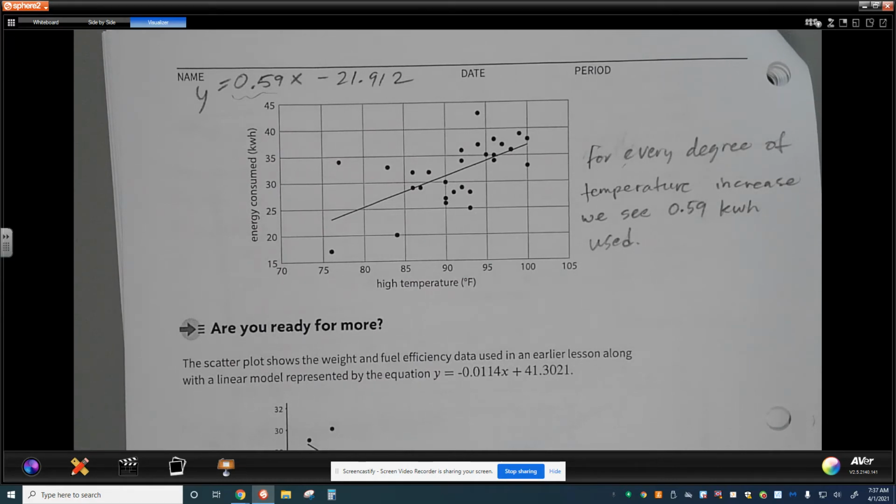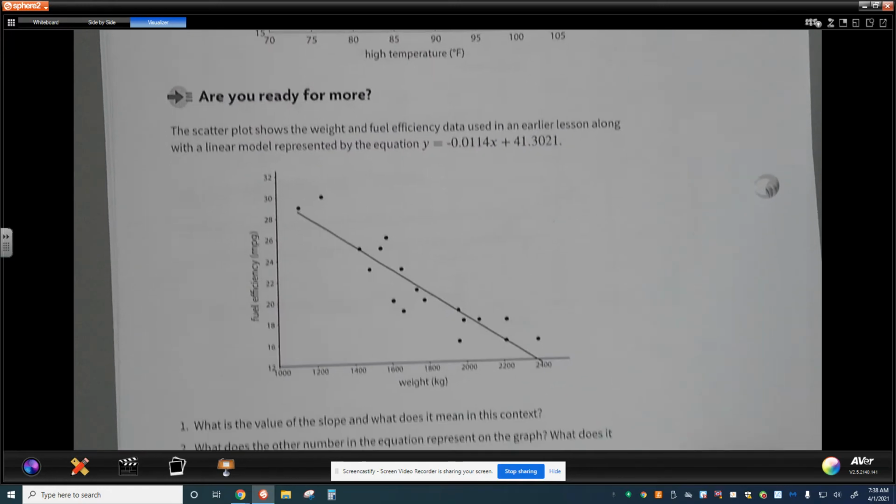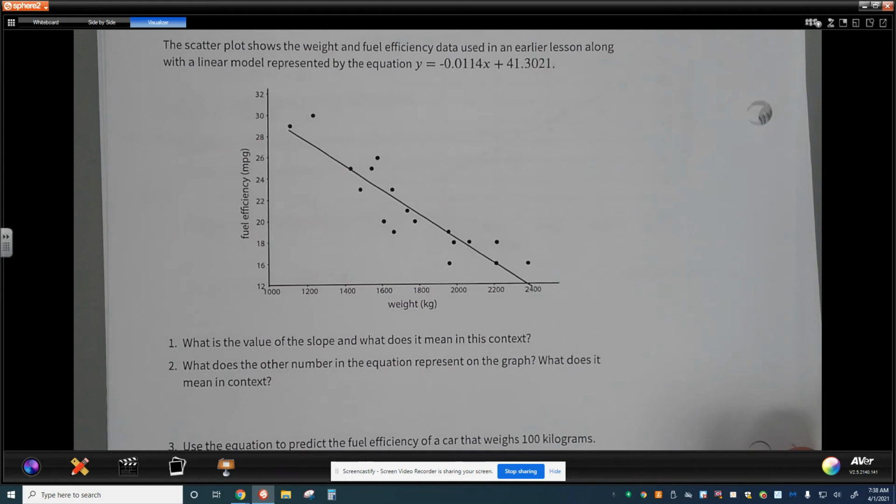Do they make sense in the context? Absolutely. All of the context for these, it makes total sense that we're going to see some kind of an increase or a decrease because of what was given in the situation, where we see that the slopes in those values could increase or decrease. For this next one, are you ready for more? I don't want to spend a lot of time on this one, but what is the value of the slope and what does it mean?